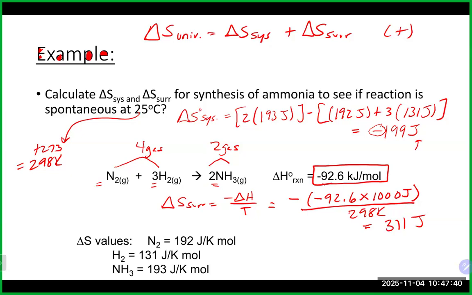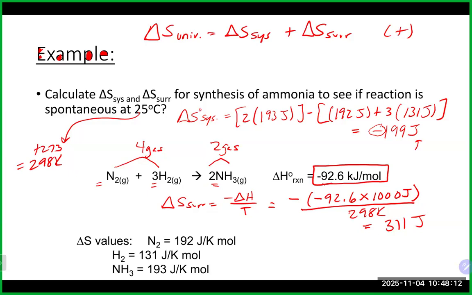Also makes sense if we think about it, right? This is a normal temperature. This is an exothermic reaction, which is releasing energy to the surroundings. That means the surroundings should pick up that energy and get a little bit more crazy, right? And that should increase the entropy of the surroundings. And we should expect a positive value, which we did get here in our calculation. So again, these are things you want to think about as you're doing the calculations to make sure they make sense, especially with the signs and what they mean.